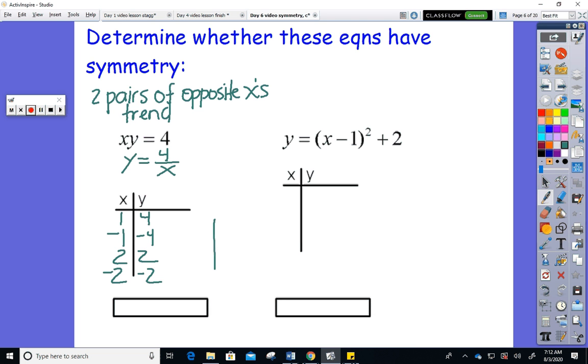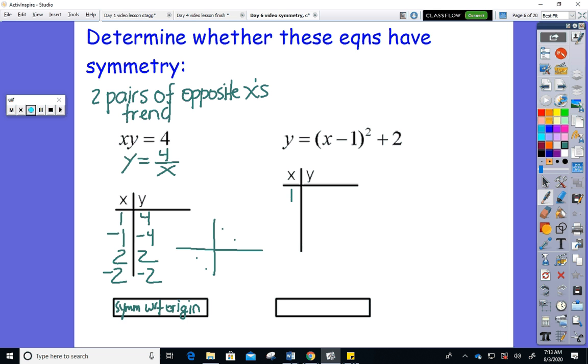So think about it. In this case, I plugged in 1 and got 4, and plugged in negative 1 and got negative 4. When I plugged in 2, I got 2. And when I plugged in negative 2, I got negative 2. Guys, that's going to be symmetry with respect to the origin, because opposite x's gave opposite y's. That's my rule.